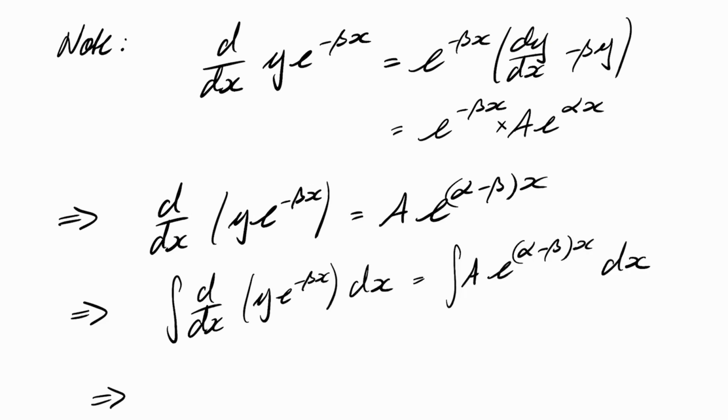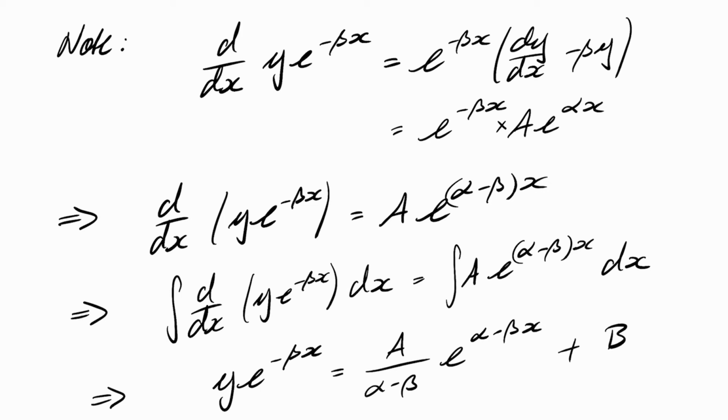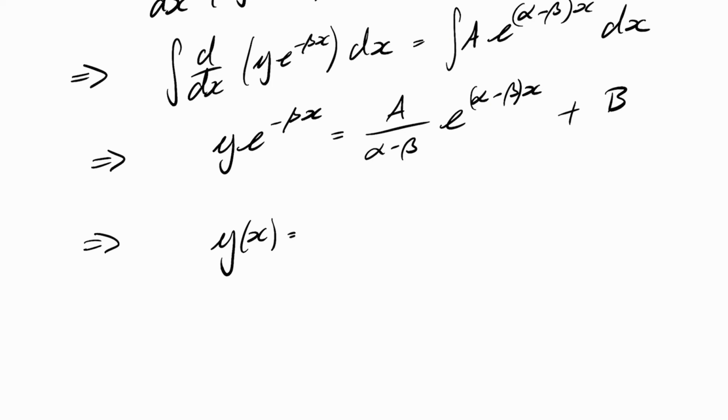Integrating this then gives me y e to the minus beta x, which is equal to A over alpha minus beta, e to the (alpha minus beta) x, plus a new constant B. So I've now got two integration constants, A and B, which indicate that I've integrated a second order differential equation. Each time I integrate, I get another integration constant. Multiplying through by e to the beta x, I get a constant times e to the alpha x plus another constant times e to the beta x.